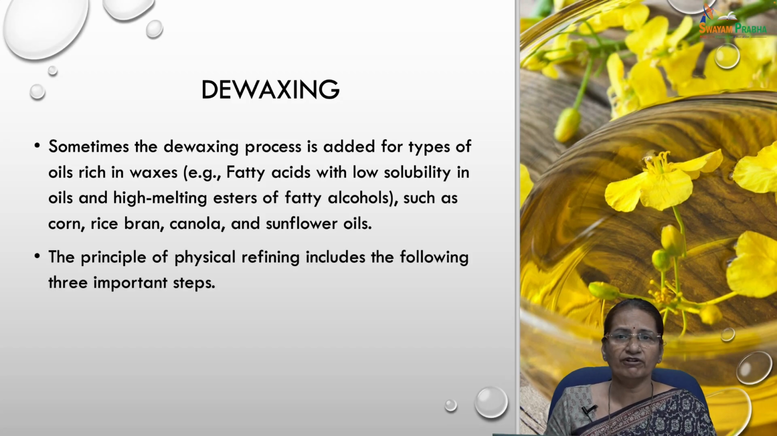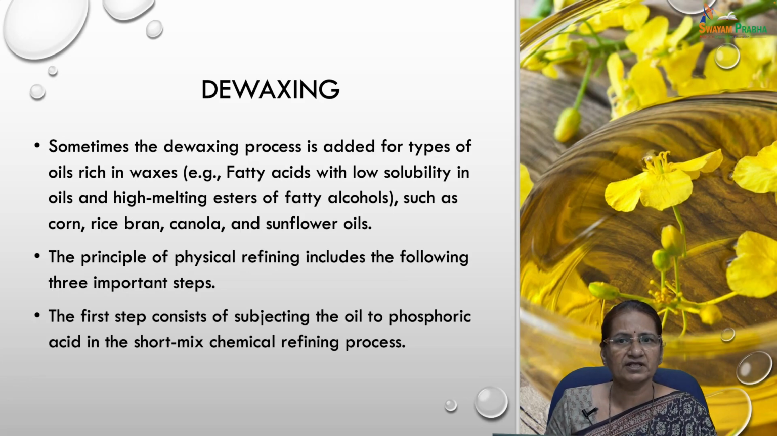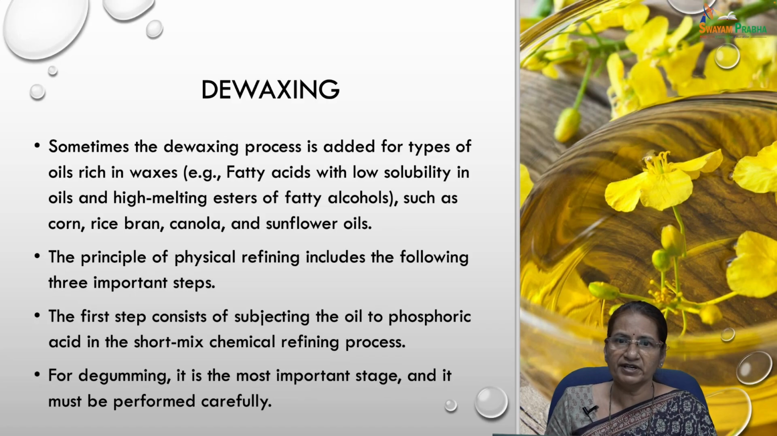The principle of physical refining includes the following three important steps. The first step consists of subjecting the oil to phosphoric acid in the short mix chemical refining process. Degumming is the most important stage and must be performed carefully.